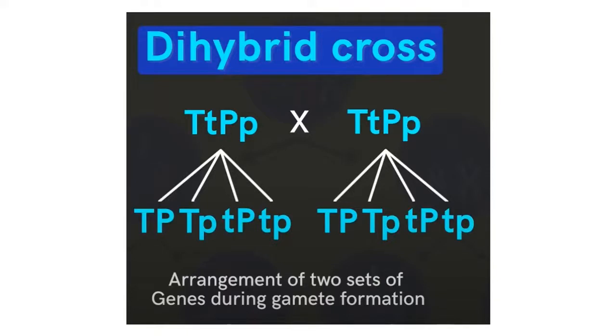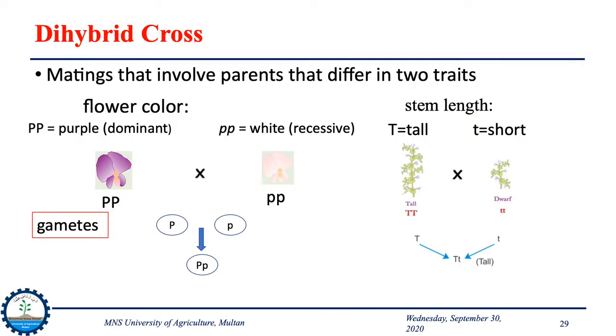And thus the law of independent assortment is better understood when there is more than one parameter to be studied at a time. So a dihybrid cross can be explained as a mating that involves parents that differ in two traits. As you can see on your screen, there are two parents. In one parent, the flower color purple has a dominant nature and the flower color white has a recessive nature. And there is another parent which has tall-headedness, governed by a capital T, and the second phenotype is short-headedness, which is governed by the recessive small t.